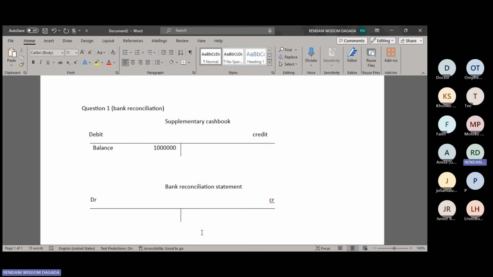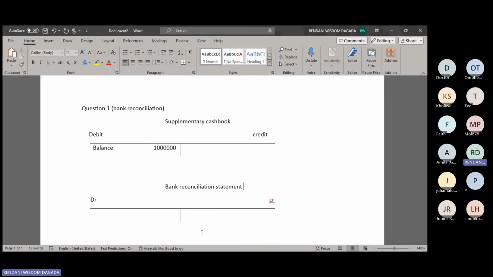Now, first thing first that we need to ask ourselves, is this a positive or a negative? This is a positive balance because they just gave us a balance. They didn't say it's a negative, they didn't say that it's overdraft. It's just a balance. Just a balance means it's positive. Now, when it comes to the bank reconciliation statement, anything that is positive now goes to the credit side.